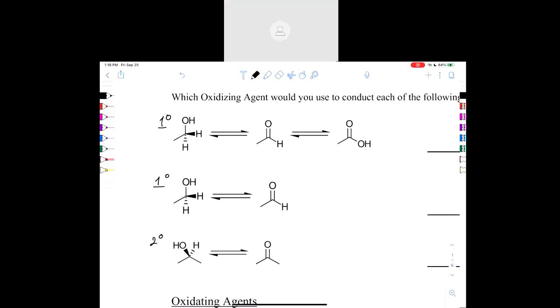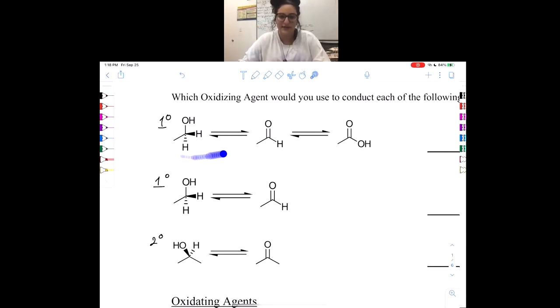Because there's no reaction. Exactly, because tertiary will not undergo oxidation. Sweet. You guys are listening and paying attention. I love it. You guys are awesome. All right, so what is the difference between the first reaction and the second reaction?